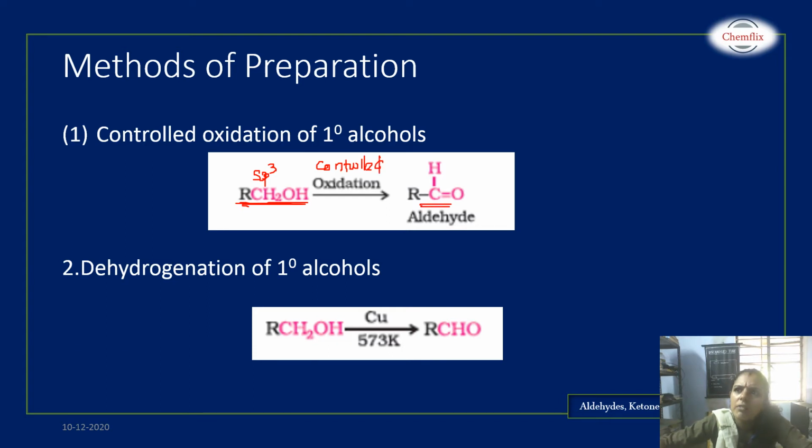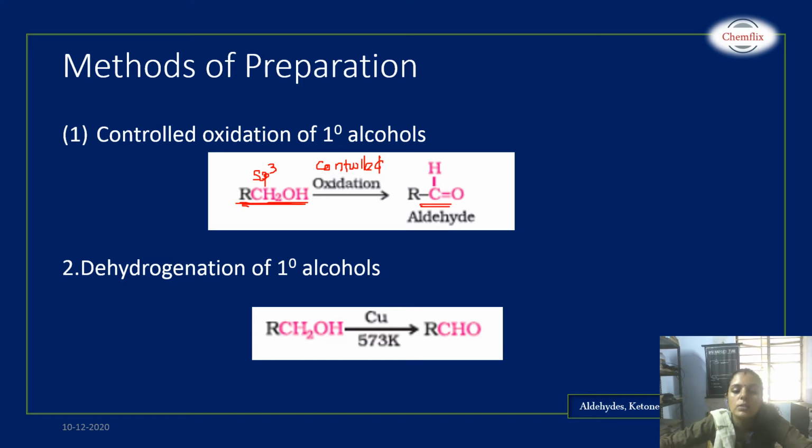What happens if I use alkaline KMnO4 solution as the oxidizing agent? It is not controlled, and you will get a carboxylic acid there. So you have to apply controlled oxidation to produce the aldehyde.